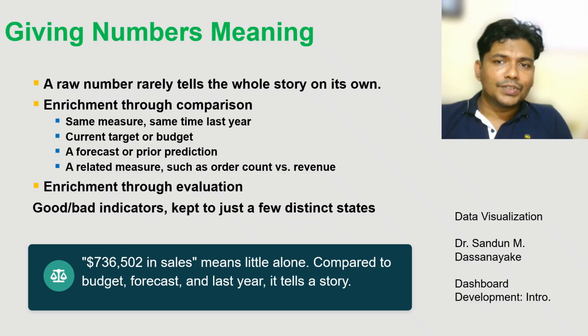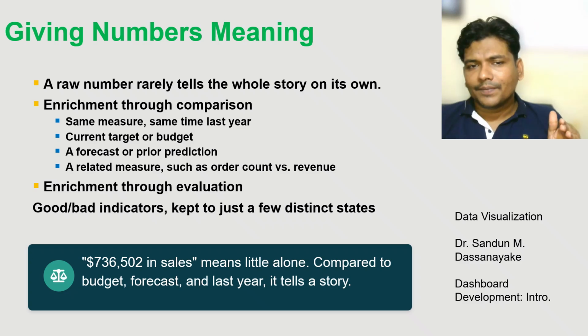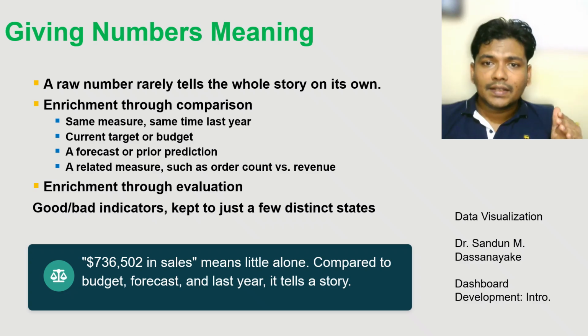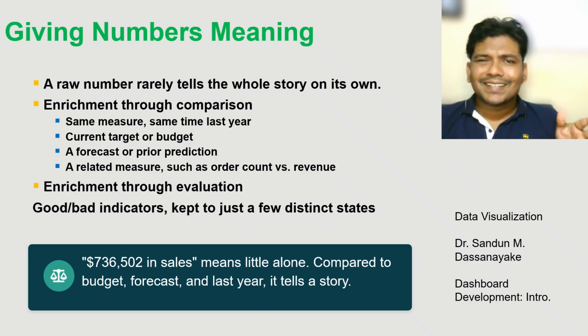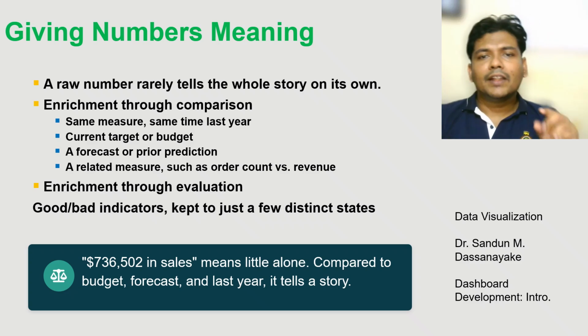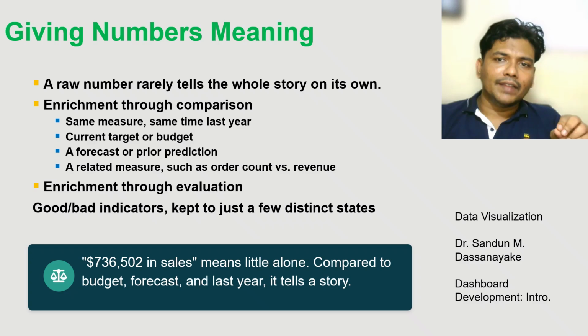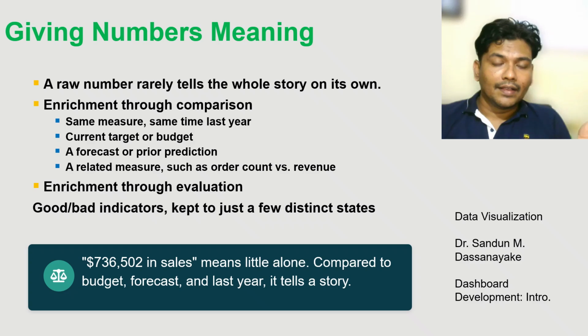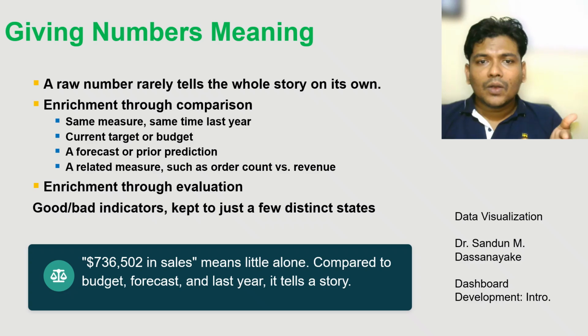Here's something crucial that a lot of dashboards get wrong. A number by itself rarely means anything. If I tell you quarter to date sales are 736,502, your first question is probably compared to what? That's where enrichment comes in. And there are two main flavors. Comparison enrichment means showing the number alongside something else. This time last year, the current budget target, a forecast, or even a related measure like order count versus revenue.